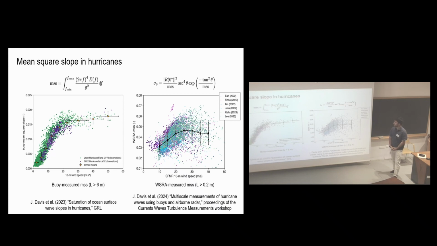We've also been using some measurements from the Wide Swath Radar Altimeter, the WSRA, which is a radar that flies on board the Hurricane Hunter P3s, and using this geometric optics model right here, by looking at the backscatter from 0 to 14 degrees off nadir, you can determine the mean square slope using this model. And we are finding that we also see saturation, or a similar behavior with wind speed in the WSRA mean square slopes. So we're seeing this trend in 2 different instruments and are trying to understand it better.